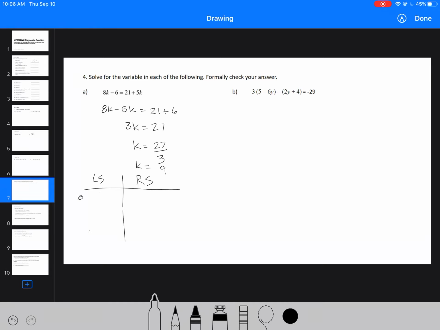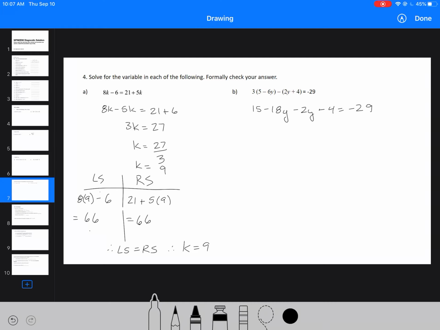Okay, so now our left side is 8 times 9 minus 6, which would be 72 minus 6, which would be 66. And then we've got 21 plus 5 times 9, which would be 21 plus 45, which is also 66. So which is good. And now we're going to check the other one. So here we're going to start off by expanding. So we get 15 minus 18y minus 2y minus 4 equals minus 29.